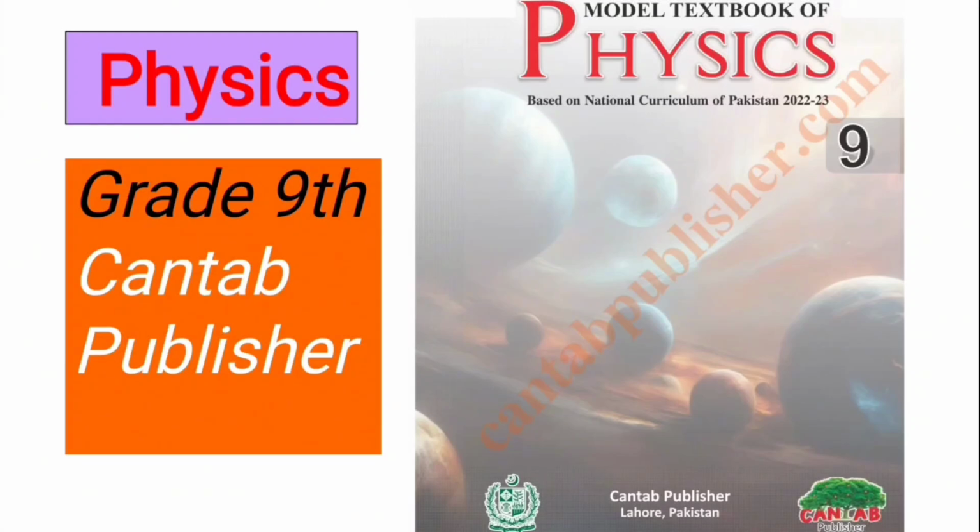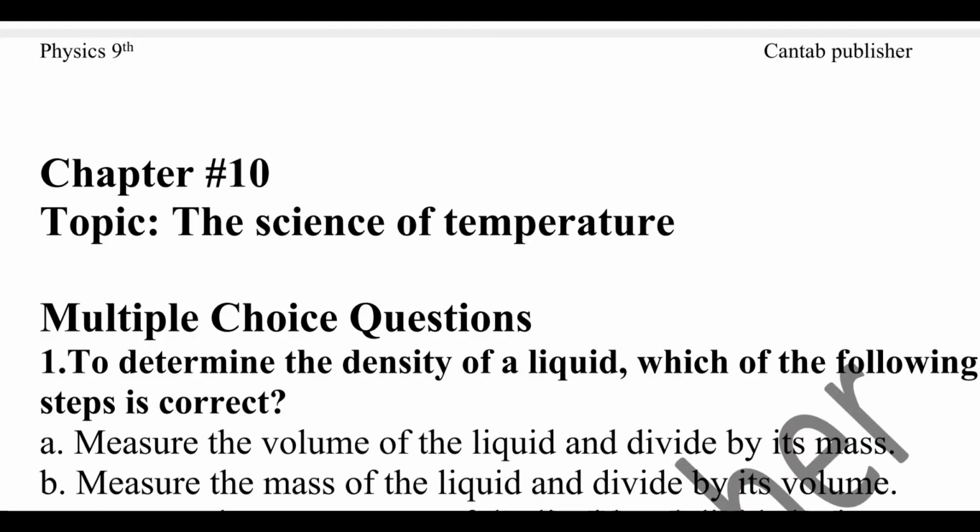Today I am going to share the solution of Physics Grade 9, Cantab Publisher. Chapter number 10. Topic: The science of temperature. Multiple choice questions. Question number 1. To determine the density of a liquid, which of the following steps is correct?